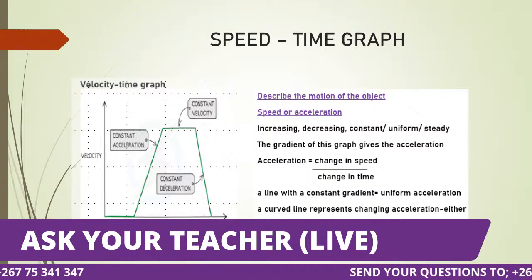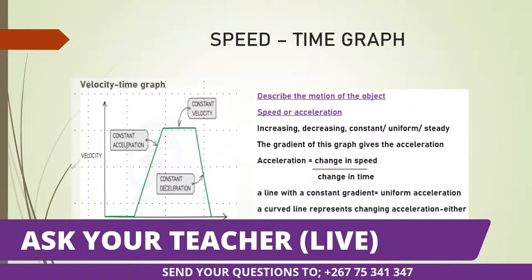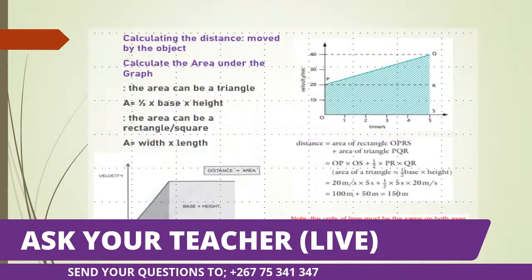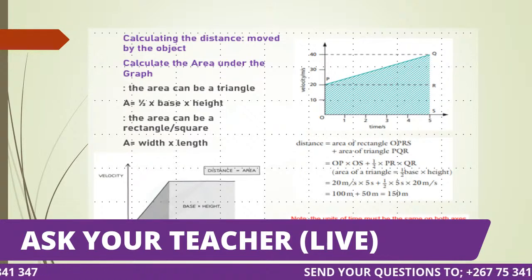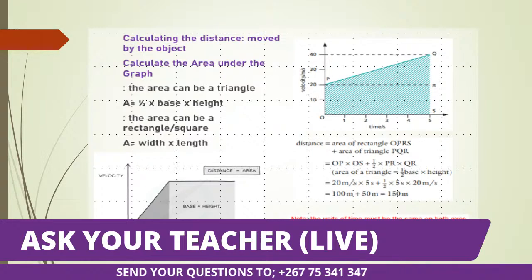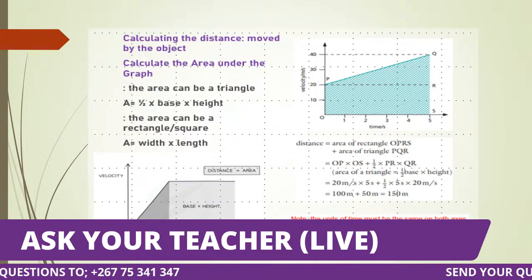The second most important question that you'll be required to attempt is to calculate the distance moved by the object. And for this one, the distance moved by the object is the area under the graph. So you have to demarcate a certain area under the graph. And this area can be a triangle, a rectangle, a square, or it can be the whole shape in the form of a trapezium.